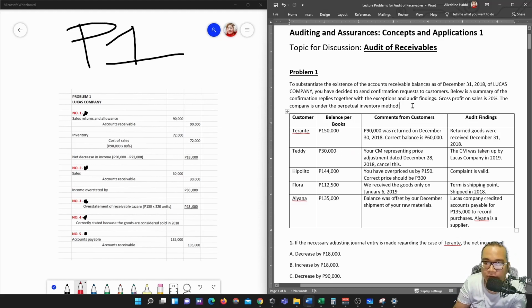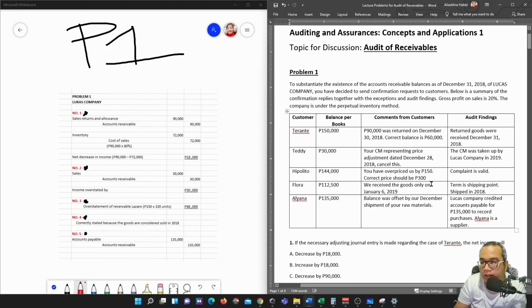May 30,000, nag-send ka confirmation request. Sabi ni Teddy, wait, your credit memo representing price adjustment dated December 28, 2018, cancels it. Sabi ni Teddy, kinancel na yan based on your credit memo na pinadala mo sa akin. Ngayon, nung chinek mo, the credit memo was taken up lang by Lucas Company in 2019. So kahit 2018 nagpe-pertain yung transaction, 2019 siya na-record. And as we know, sa accrual accounting natin, kung kailan nangyari, doon mo i-record. So dapat sa 2018 yan, kahit na-record ng 2019.